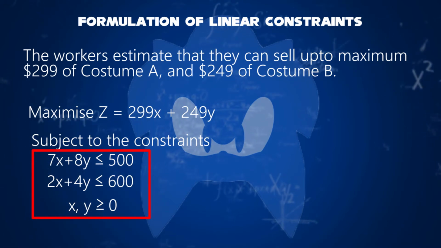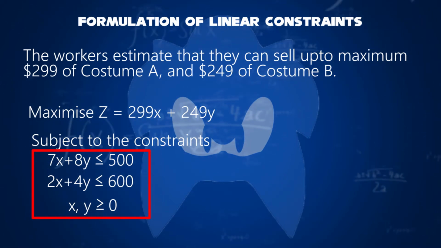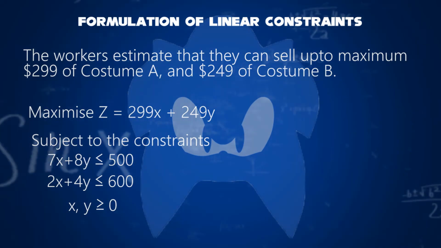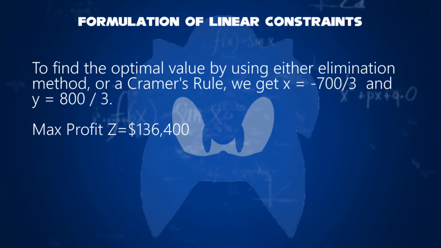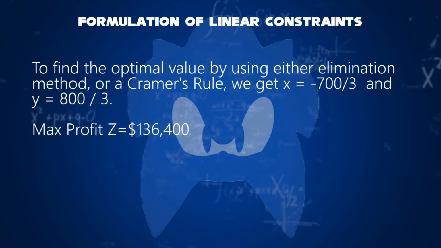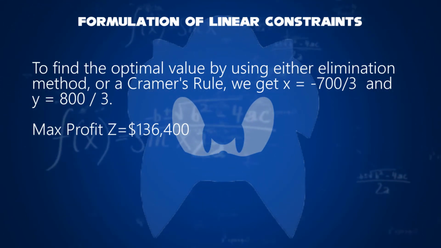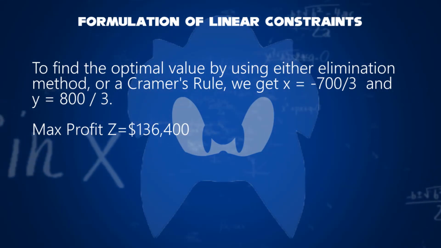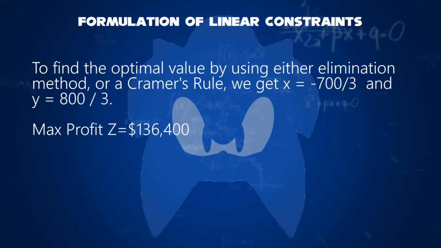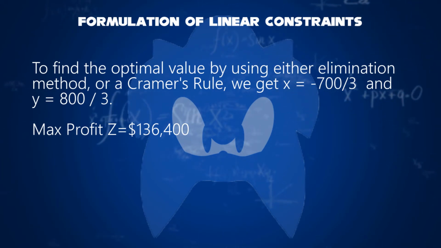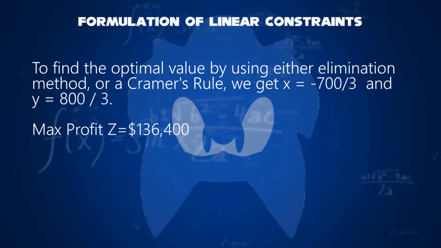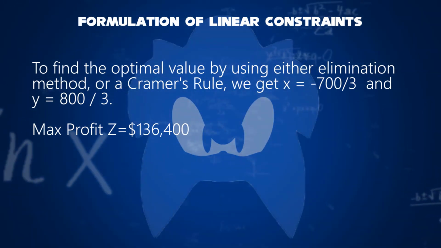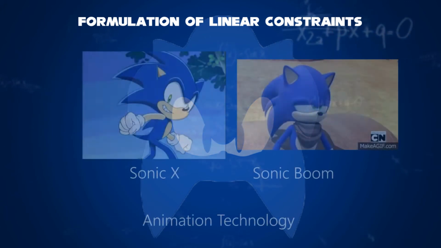So you can plot them on the graph, as discussed in the previous video. To find the optimal value, such as the point of intersection, by the elimination method or the Cramer's rule, we get x equals minus 700 by 3, and y equals 800 by 3. The optimal value becomes $136,400 for the maximum profit. On the other hand, let us consider the minimum profit.